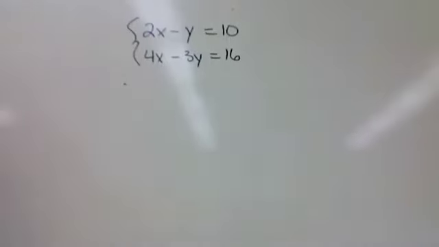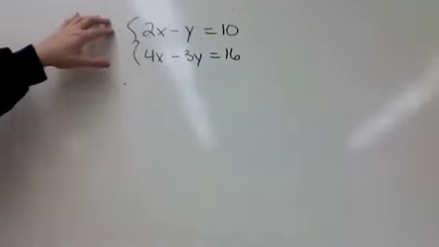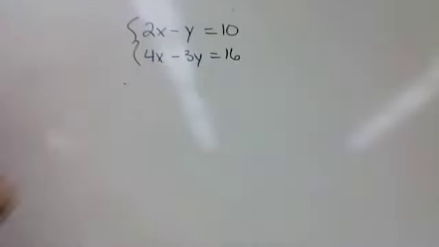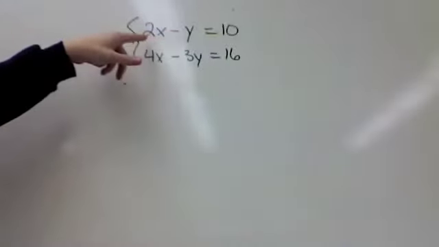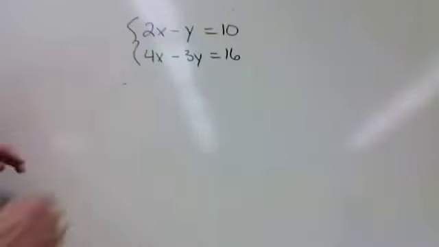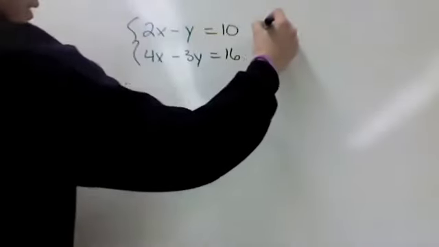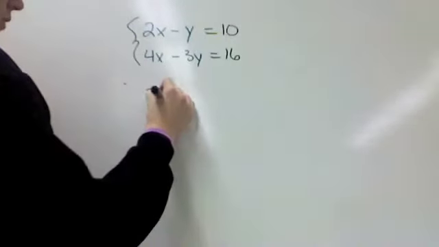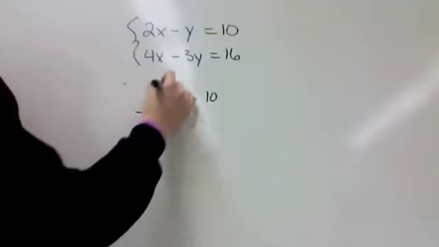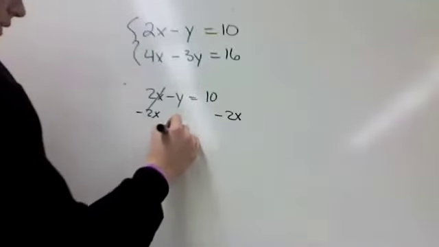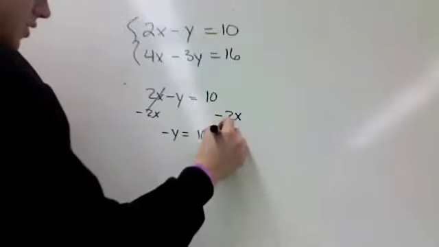So let's take a look at another example. This time we have 2x minus y equals 10 and 4x minus 3y equals 16. As you can see here, we have y by itself over here. So all we need to do is simply subtract 2x from both sides. So if we subtract 2x, let's just write it down here. 2x minus y equals 10. We subtract 2x from both sides. We're going to leave it with -y equals 10 minus 2x.